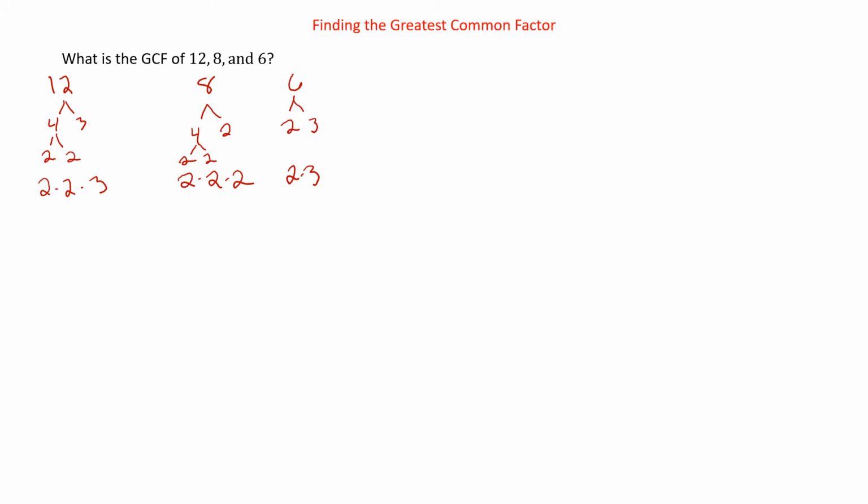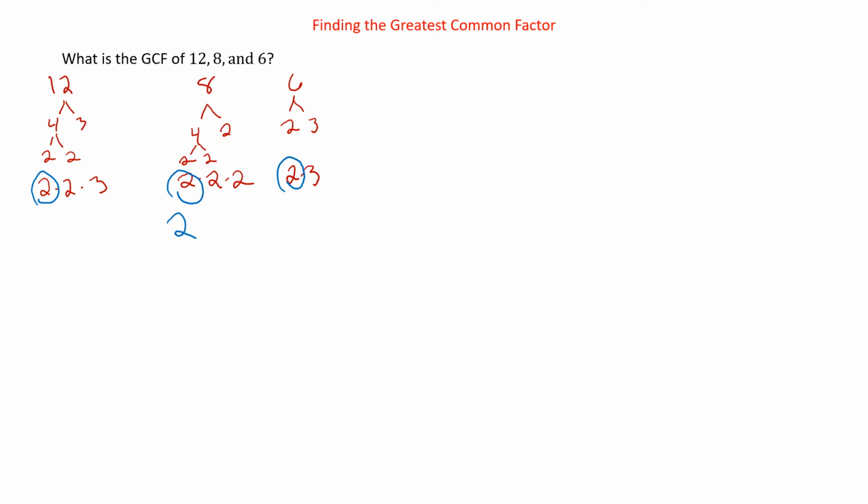And so, for greatest common factor, we see what do these have in common? They all have a 2 in common. Now, they don't all have another 2, and they don't all have a 3. So here, the greatest common factor between 12, 8, and 6 is 2.